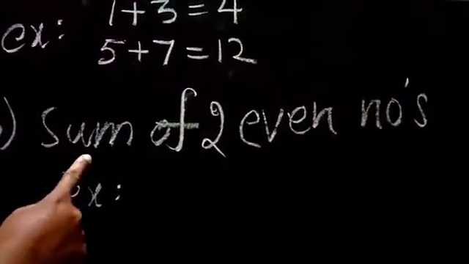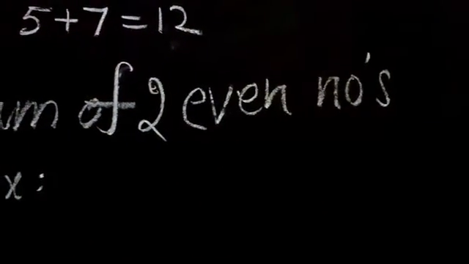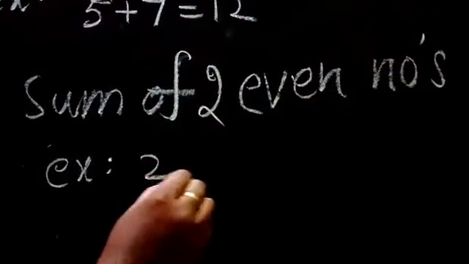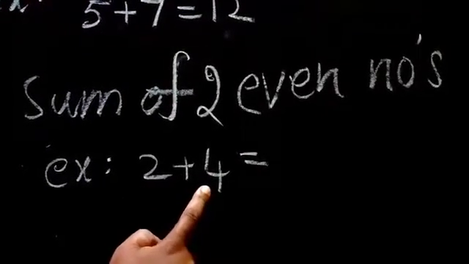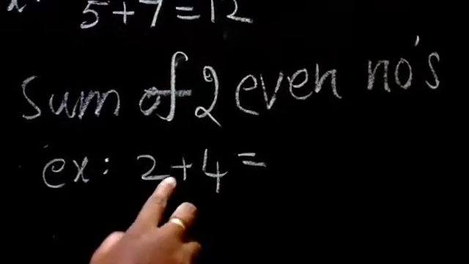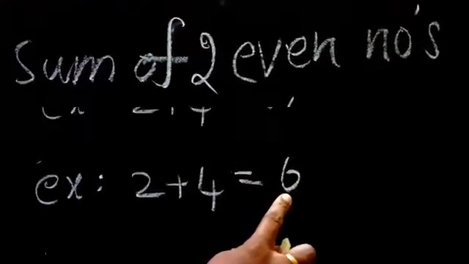B: the sum of two even numbers is an even number. Example, 2 plus 4. 2 and 4 are even numbers. When we add two even numbers, we will get 6. 6 is also an even number.